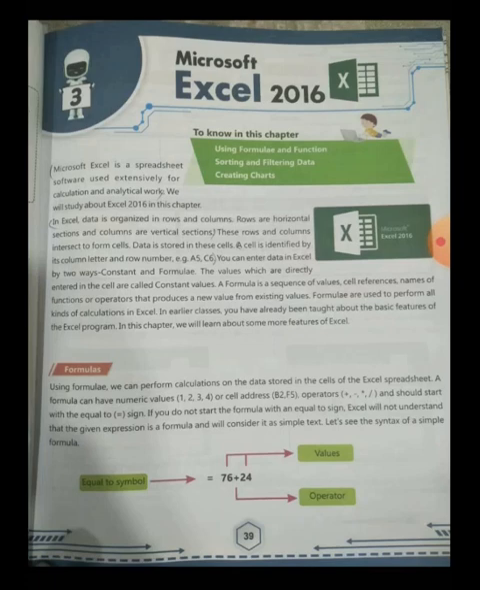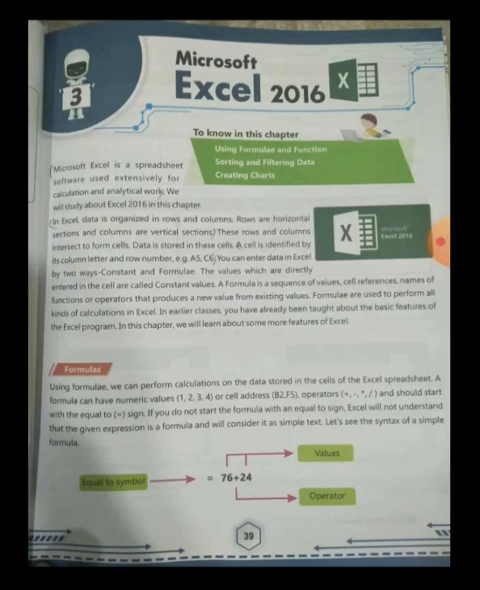So here we are going to learn about formulas. Using a formula, we can perform calculations on data stored in the cells of the Excel spreadsheet. A formula can have numeric values or cell addresses like B2, B5, and operators, and should start with an equal to sign. If we do not start our formula with an equal to sign, whatever the formula is written will not work. So it is very important to use the equal to sign before any formula, because Excel will not understand the given expression is a formula and will consider it as simple text.